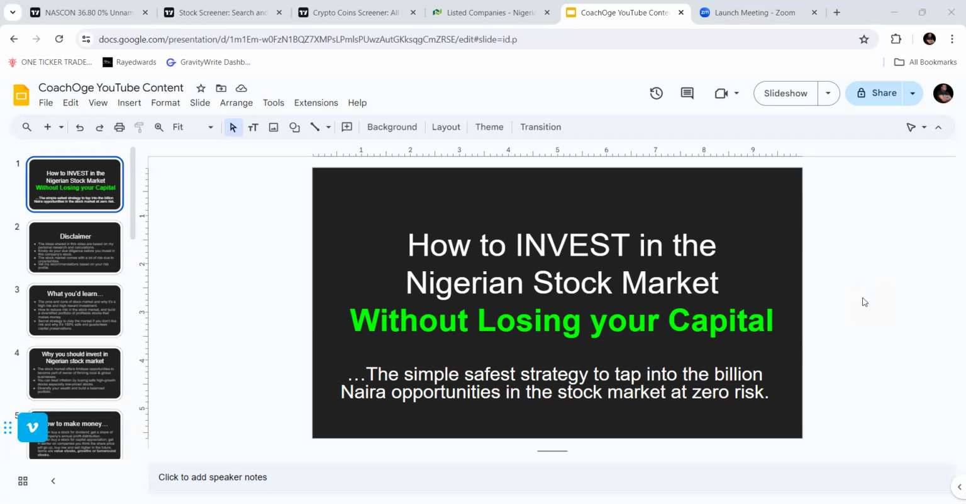So here, I'm going to show you the simple, safest strategy to tap into the billionaire opportunities in the stock market at zero risk. Yes, when I say zero risk, it's zero risk. I'm not trying to put up a headline that would attract a lot of clicks or views, but here I'm going to share ideas that I think have worked for a few members of my community. I also think it makes sense for anyone, especially members of my YouTube community, to know about this. And then I'll also show you how to play it and how it works.